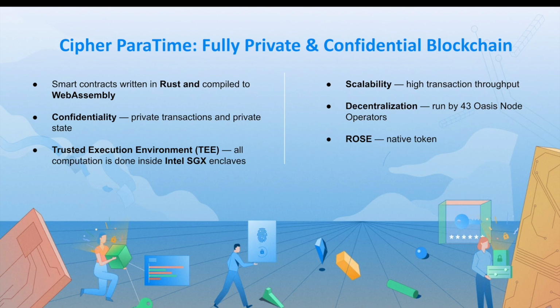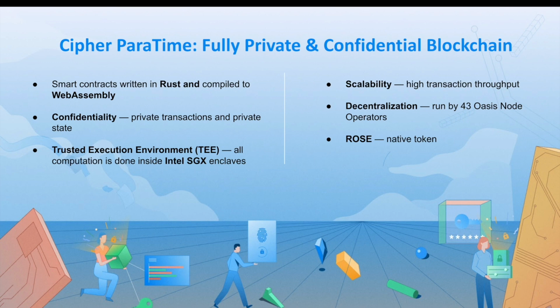Now, the Cipher Paratime was built with a different purpose. It was built with full privacy and confidential support. Smart contracts are always written in Rust here, and they are compiled to WebAssembly. They have private transactions and private states. Whatever you want to compute, you have the privacy ensured, because we have a trusted execution environment, or TEE, on the blockchain. We are the first blockchain offering that, which is done inside Intel SGX enclaves, which means that we have really robust security here.